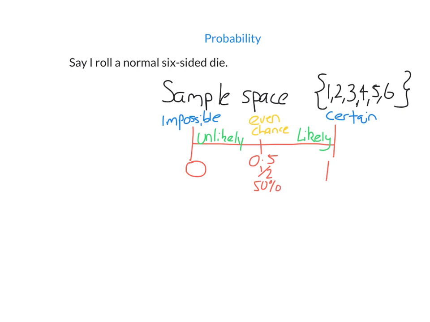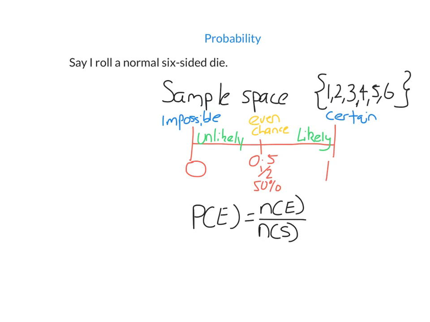So when you are asked for the probability of an event, you must give a number between and including 0 and 1. Doesn't matter whether you write it as a decimal, fraction, or percentage, but it has to be a number between 0 and 1, and that number indicates how likely it is to occur. So how do you actually calculate the probability of an event? Well, we use this formula here. So P(E) means probability of an event. N(E), the number of ways it can occur.